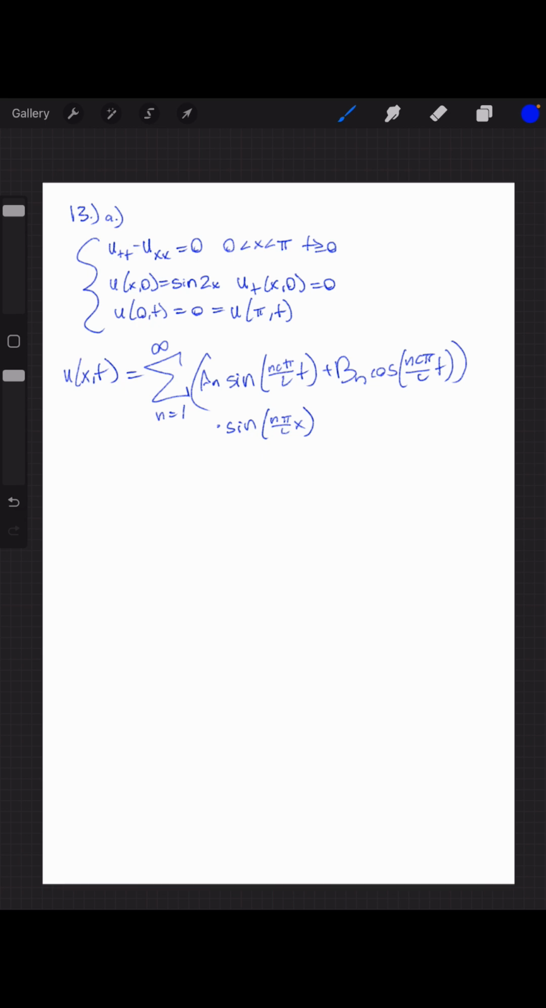So from this equation, we can see that c is going to equal 1, and L is going to equal pi. We plug this in, a_n equals, so if L is pi, the L and the pi will cancel out, and the c is left alone because it's just 1. So that'll all be sine nt. And the same thing goes for the b term, cosine nt. And this is all multiplied by sine nx.